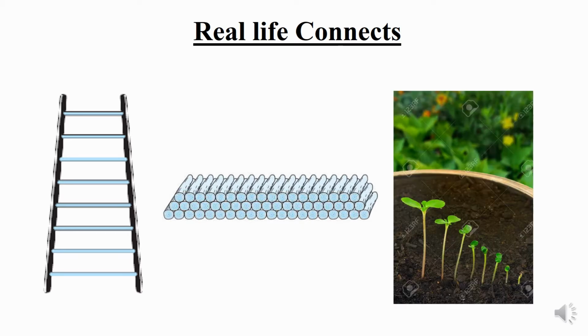The last one is the sapling of a seed, which we can see in our daily life. From day one, if we measure the length of the sapling, we can observe that some pattern is there. So by using AP, we can find out how much the length of the sapling will be by the 10th day.